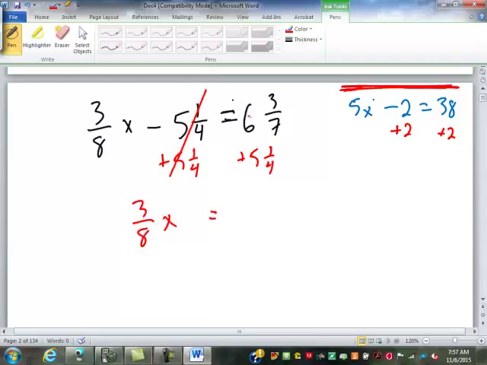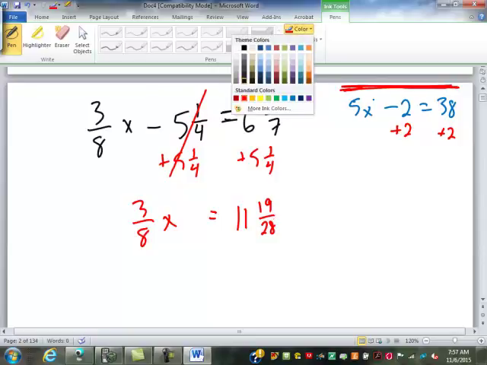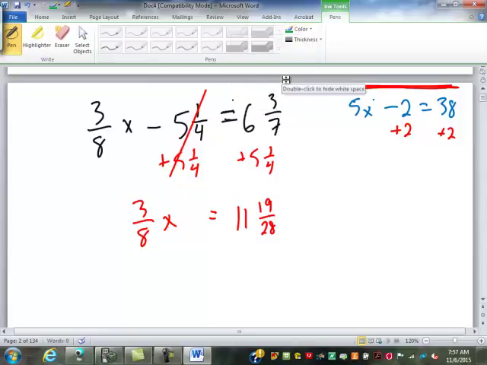And over here, we've got 6 3/7 plus 5 1/4, which is 11 19/28. I'll let you guys verify that. You guys got the fraction calculators that'll do that if you need it to, or you can do it out by hand if you want to. 5 1/4. 11.67. Yeah, otherwise known as 11 19/28.